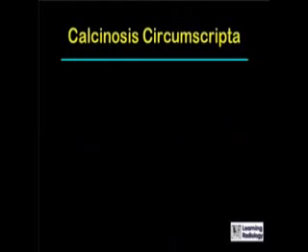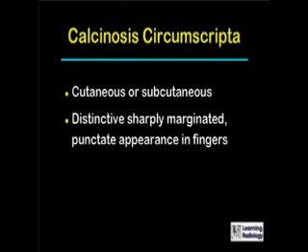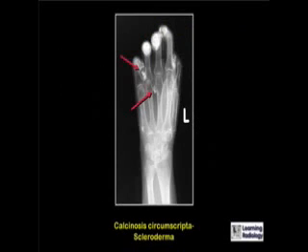Calcification within hands. Calcinosis circumscripta represents cutaneous or subcutaneous calcification. It has a distinctive, sharply marginated punctate appearance in the fingers. It is almost always associated with scleroderma, and it is associated frequently with digital tapering, acroosteolysis.